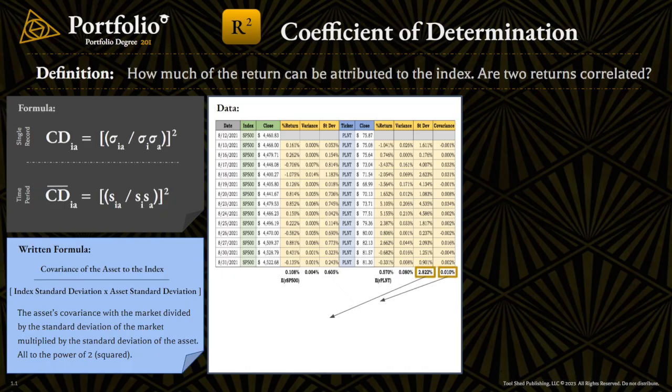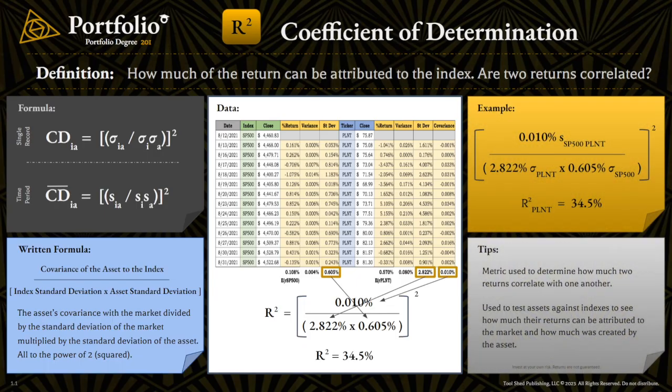So getting into how it actually works, you're taking the covariance again, kind of like beta, but this time you're taking the covariance and you're dividing it by the standard deviation of the asset multiplied by the standard deviation of the index. Then you're taking that and you're squaring it. In this particular example, although the data only covers 13 days, you can see that 34.5% of the returns associated with this stock were attributable to the index. And if you have a stock with a high R squared, it's not necessarily a bad thing. It just means that the vast majority of the returns for the stock can be attributed to the index.